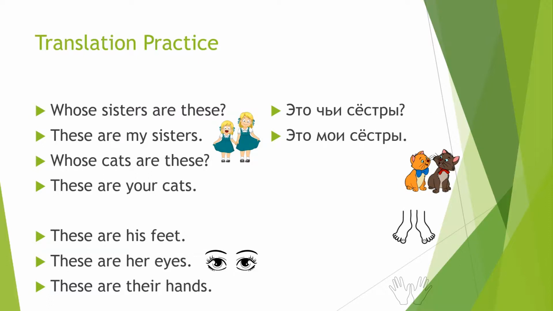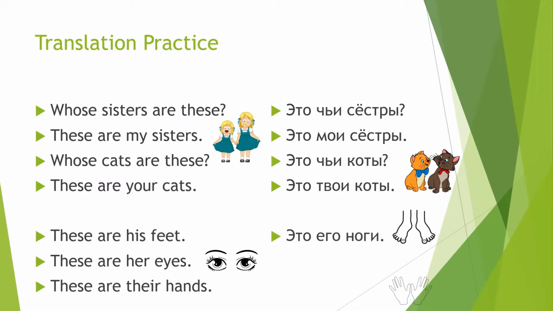Whose cats are these? Это чьи коты? These are your cats. Это твои коты. These are his feet. Это его ноги. These are her eyes. Это ее глаза. These are their hands. Это их руки. So those last three, его, её, and их, don't change.